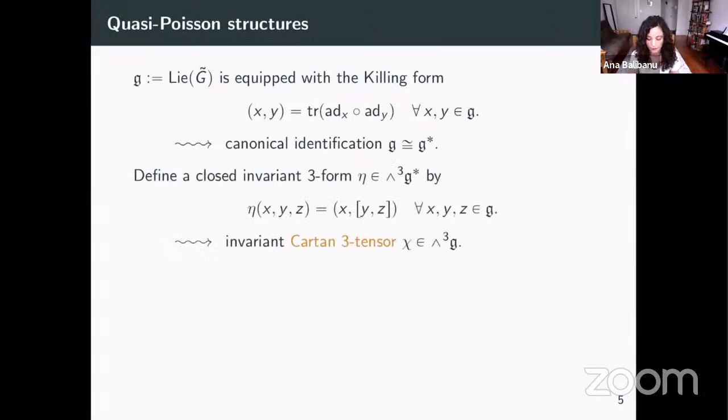And then I can define a 3-form in the third wedge of g star. That is the 3-form which takes 3 elements of the Lie algebra, takes the Lie bracket of 2 of them, and then pairs with the third under the Killing form. And then under the identification between g and g star, this corresponds to an invariant element of wedge cubed of g, which is called the Cartan 3-tensor.